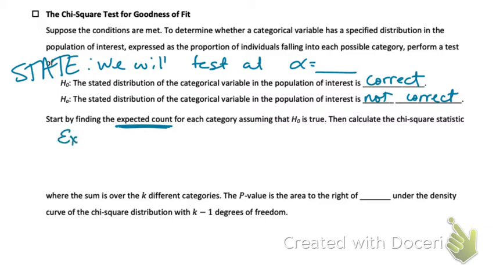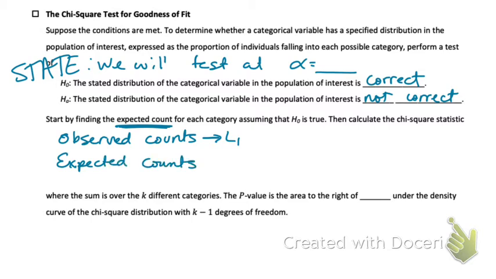So here's how you're going to do this. Under stat edit, you're going to put your observed counts into L1. You're going to put your expected counts into L2. Your observed counts go into L1. Your expected counts go into L2.